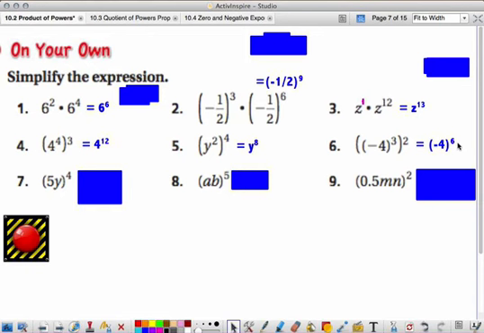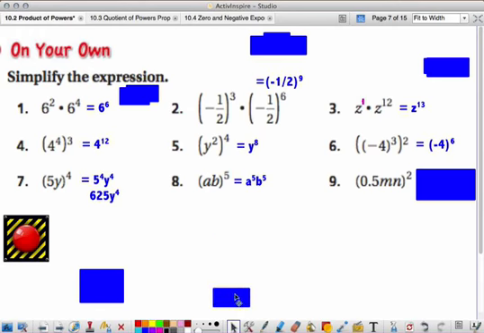Now on 7, 8, and 9, this is the power of a product. The reason we know it's a power of a product is because we have a product right here, which is multiplication raised to that power. When you do that, you distribute your exponent. So you should have gotten 5 to the 4th power times y to the 4th power, which is 625 times y to the 4th power.